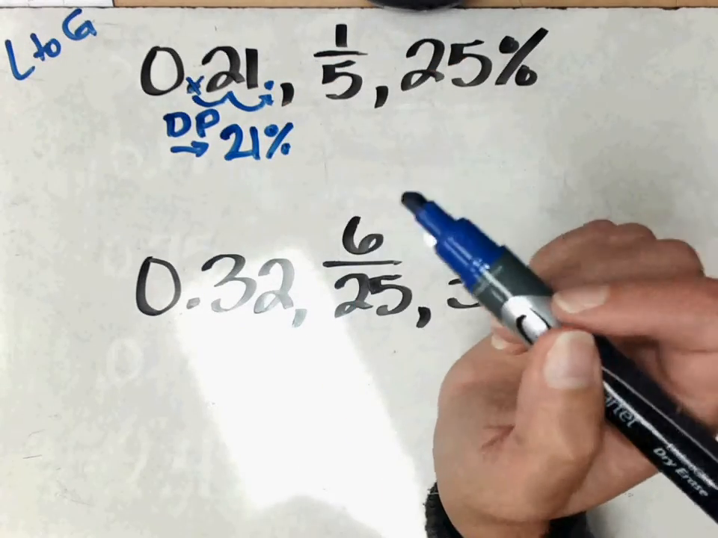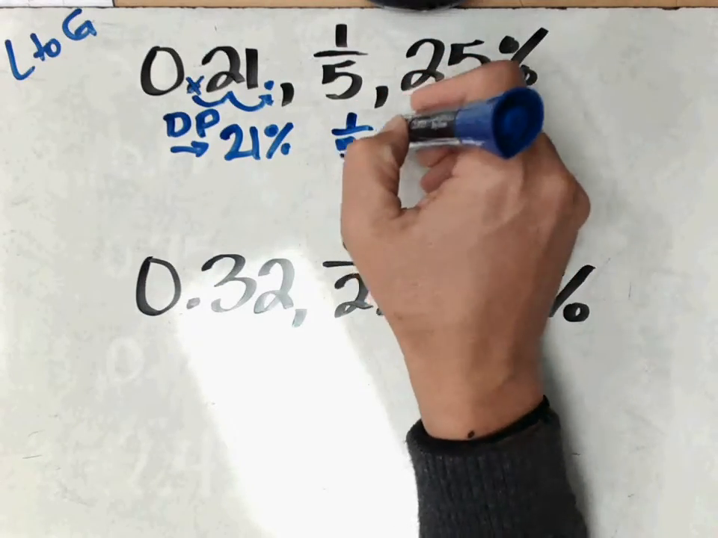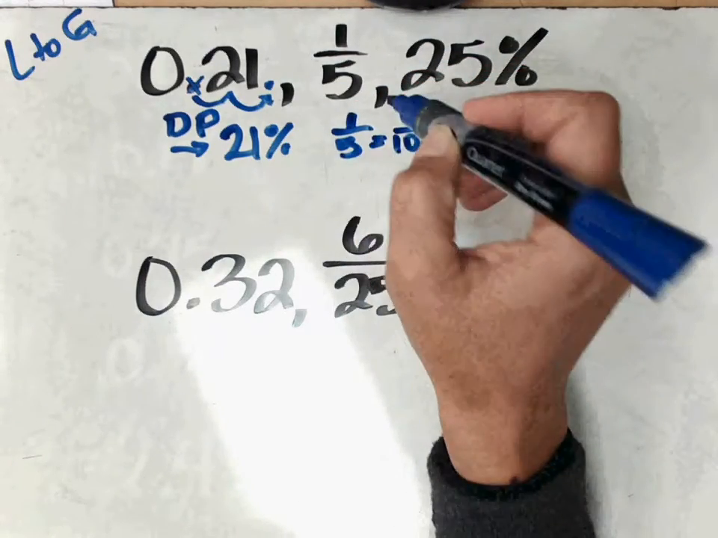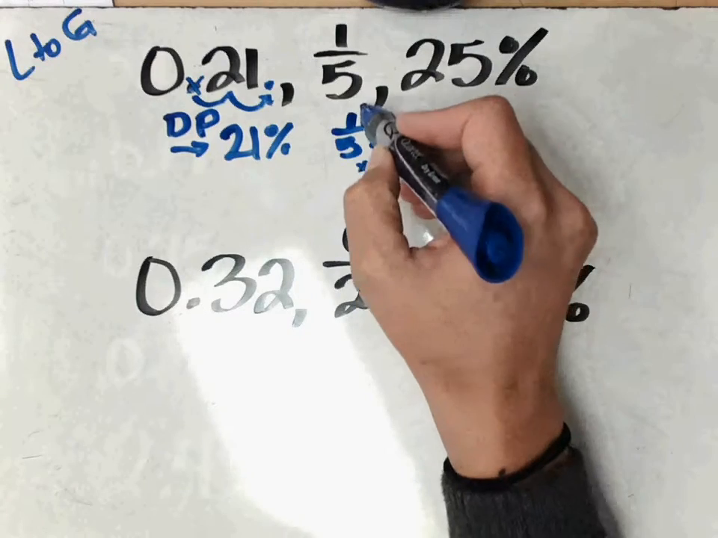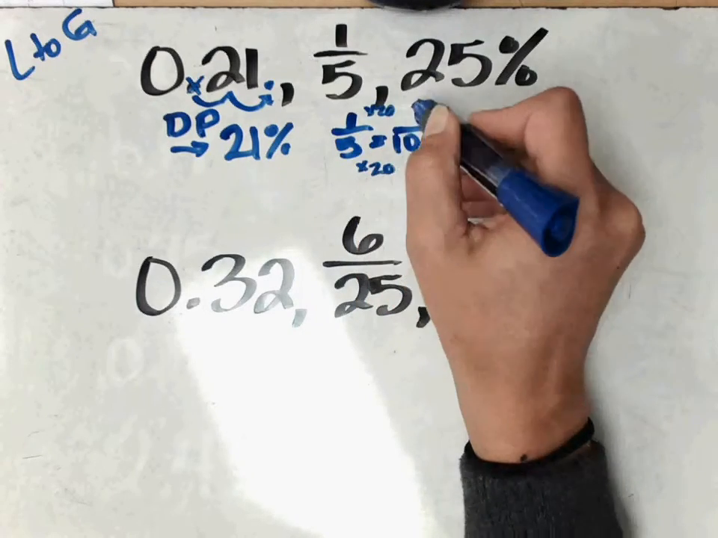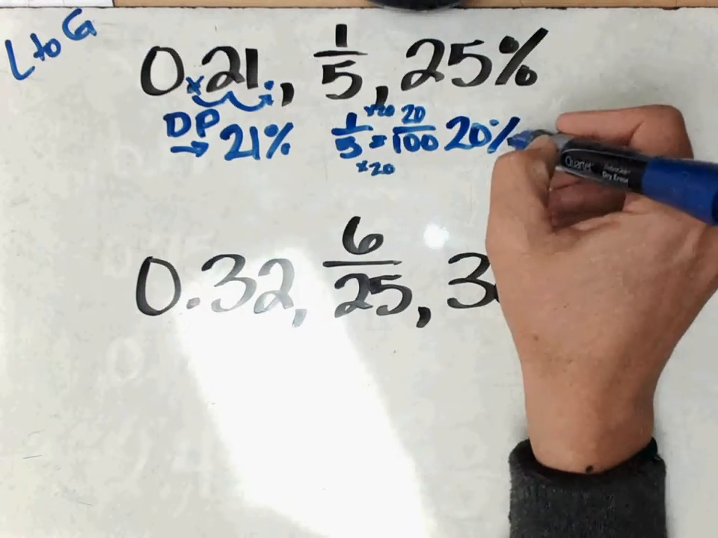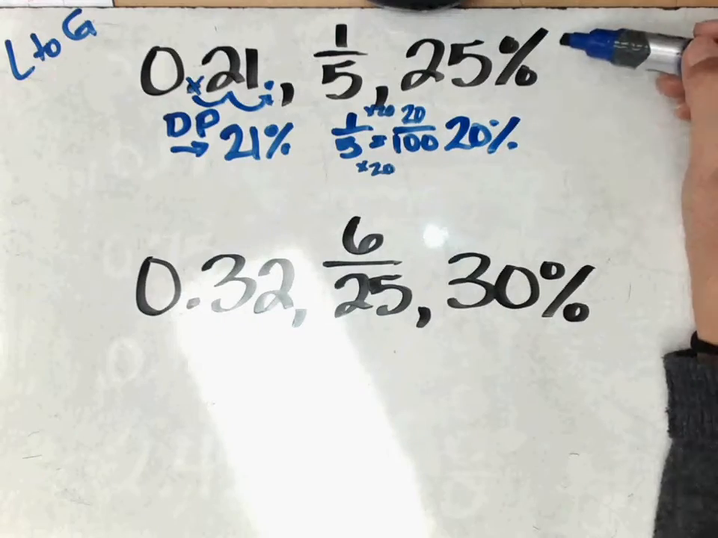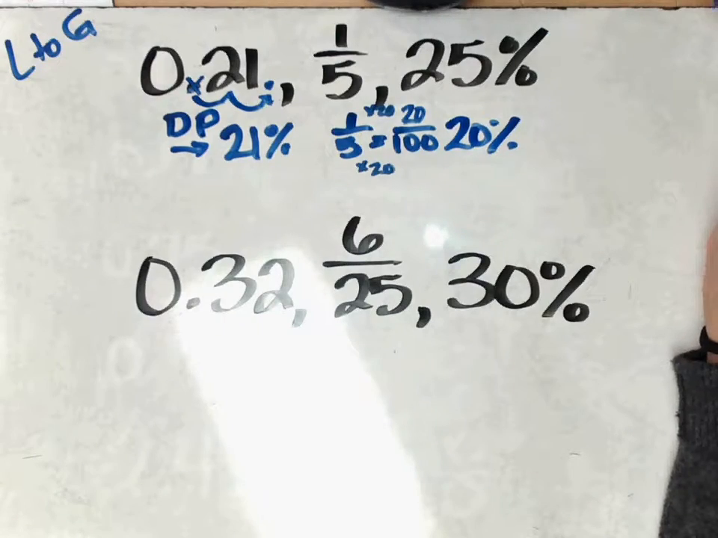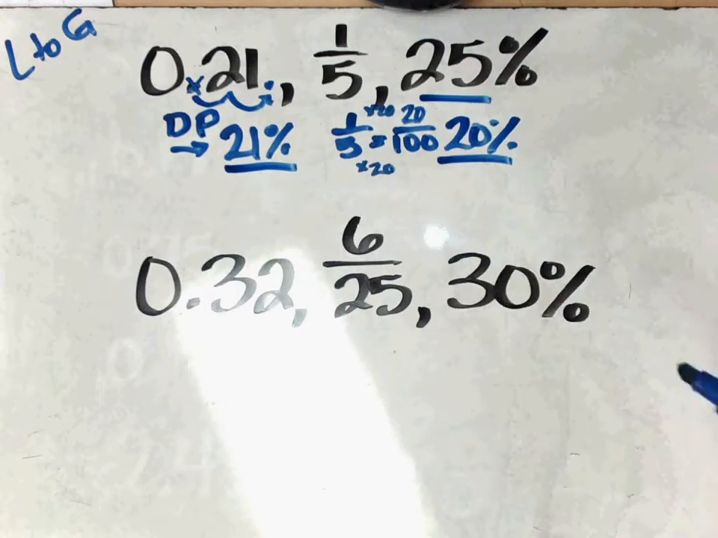Then we can change 1/5 to a percent. Remember, fractions can be changed to percents by changing them to hundredths, because percents are always out of 100. 5 times 20 is 100. 1 times 20 is 20. 20 over 100 is 20%. So 1/5 is equivalent to 20%. And then, of course, 25% is already a percent. So our 3 percents are 21%, 20%, and 25%.